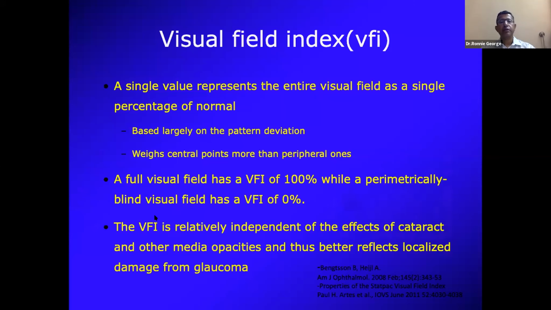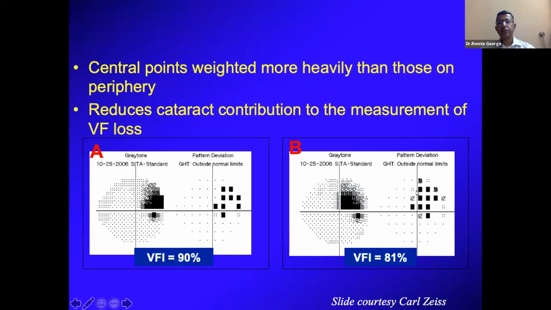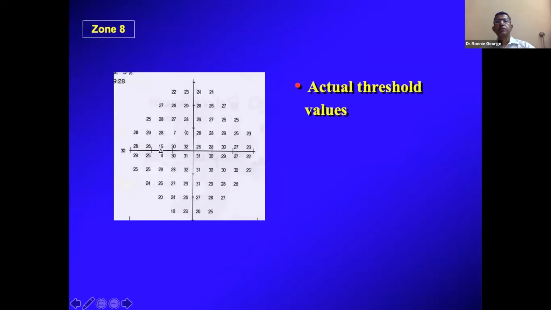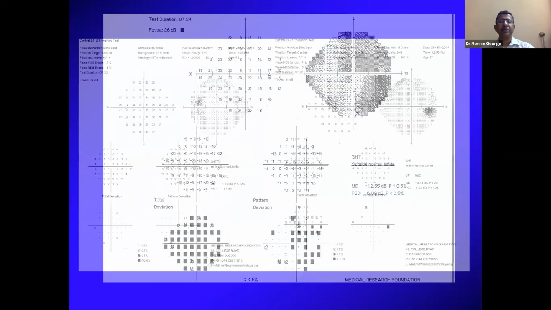I told you that central points are weighted more than peripheral points. And here you have a visual field with more central points affected. And you can see that the VFI is significantly lower than this visual field, which has a similar number of points affected, but fewer central locations. Okay, I'll just talk to you about pattern deviation. I think for some reason the slides are not showing up.